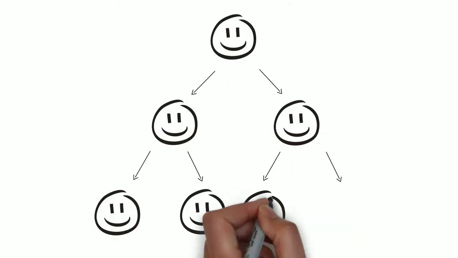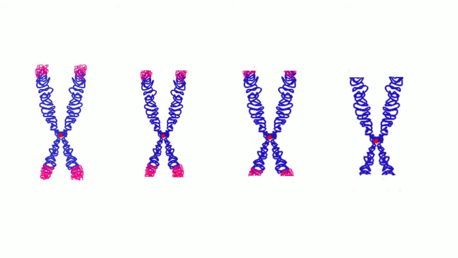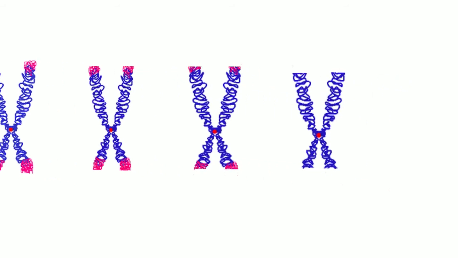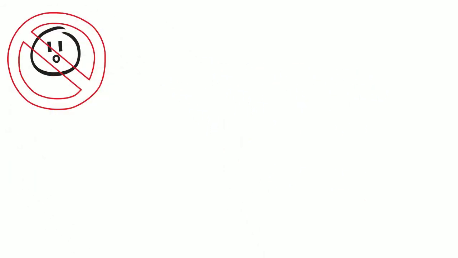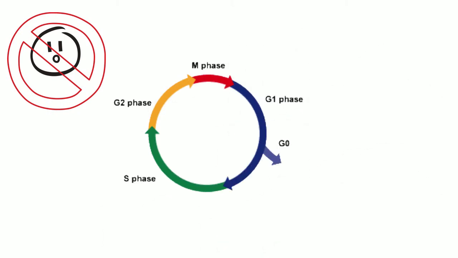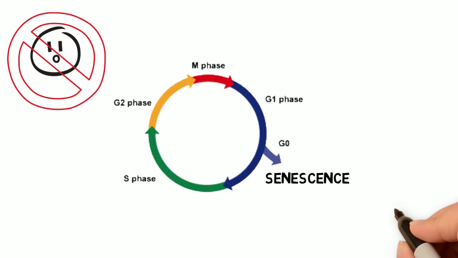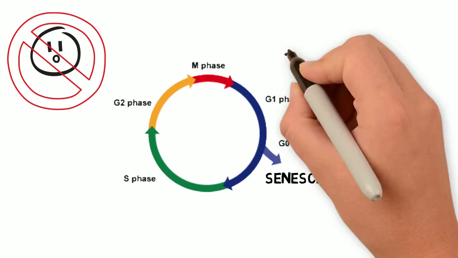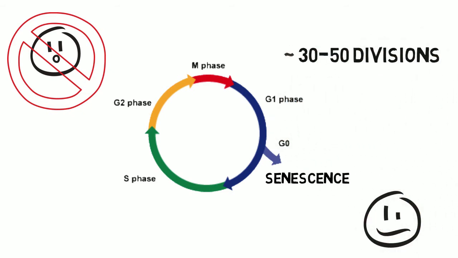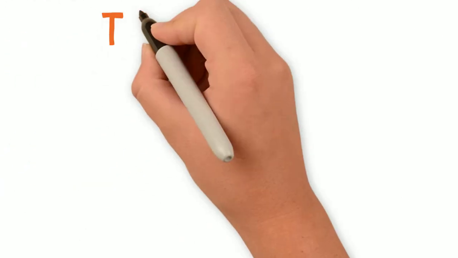With each cell division, the chromosome shortens in length, and instead of losing the important genetic material, the telomeres are lost. And eventually the telomeres become so short that the cell will stop dividing and enter senescence, which is a permanent state where cells stop proliferating but do not start dying. This usually occurs after 30 to 50 cell divisions.